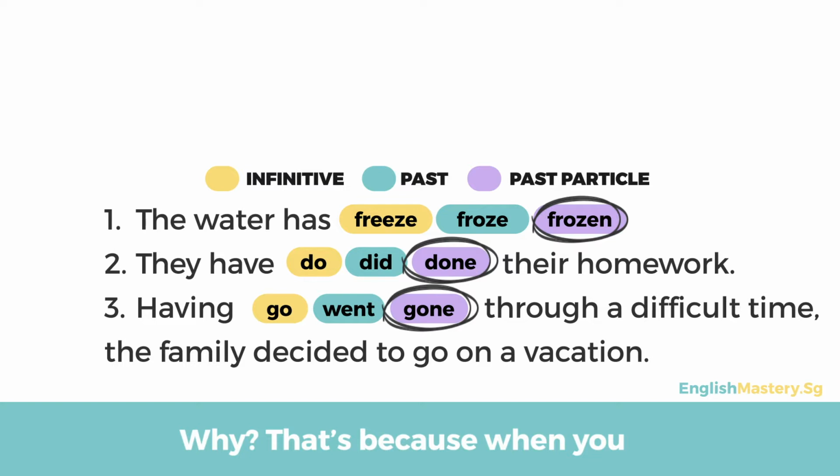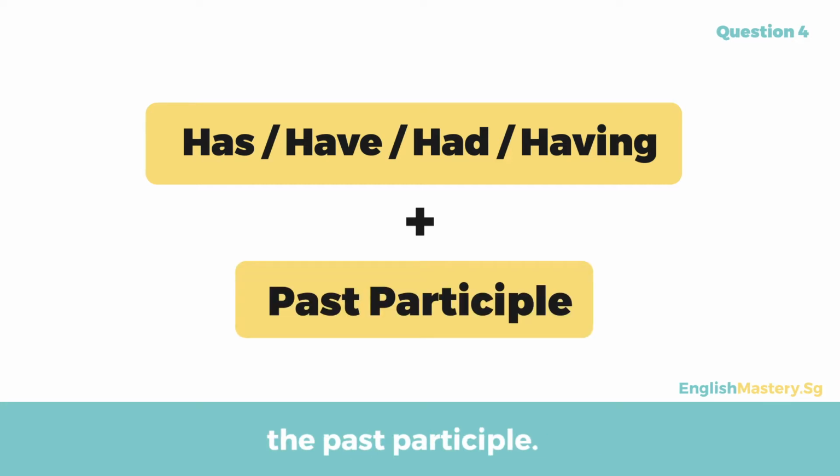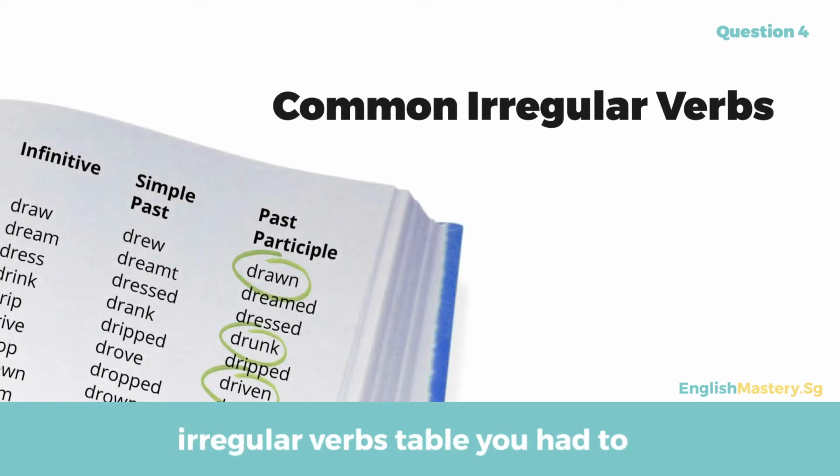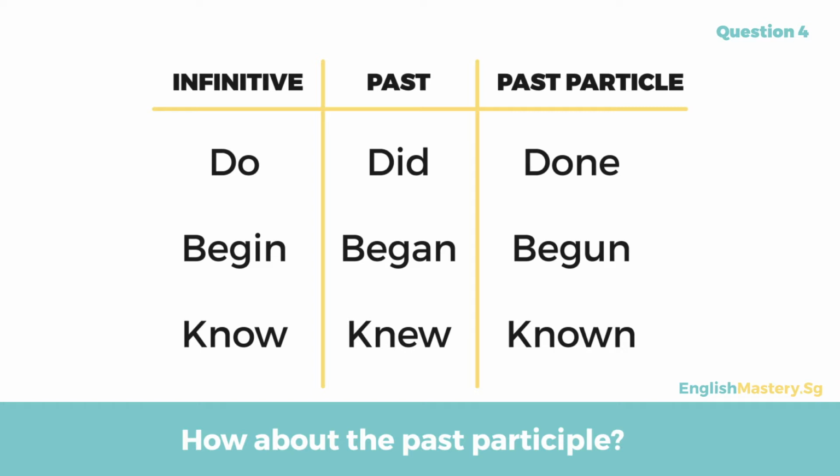Why? That's because when you use verbs like has, have, had, and having, you have to use the past participle. Do you remember that dreadful irregular verbs table you had to memorize in primary school? Do, did, done; begin, began, begun; know, knew, known. Well, you needed to memorize the table for a good reason. It shows you the present tense, the past tense, as well as the past participle. Present and past tense verbs are easy to use. How about the past participle?